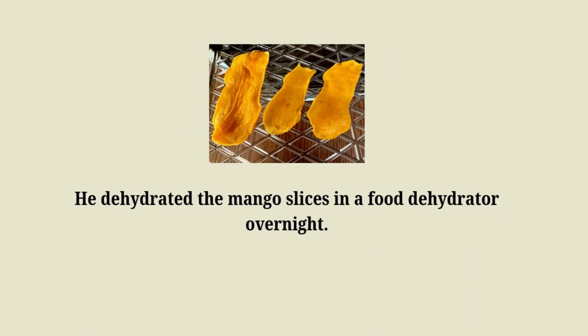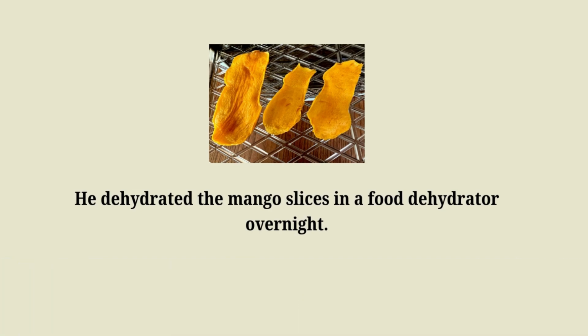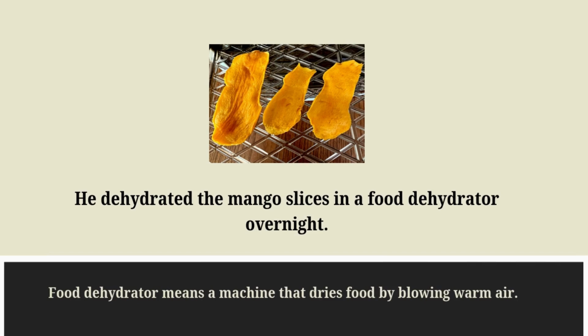He dehydrated the mango slices in a food dehydrator overnight. Dehydrated means took out moisture to preserve food. And food dehydrator means a machine that dries food by blowing warm air.